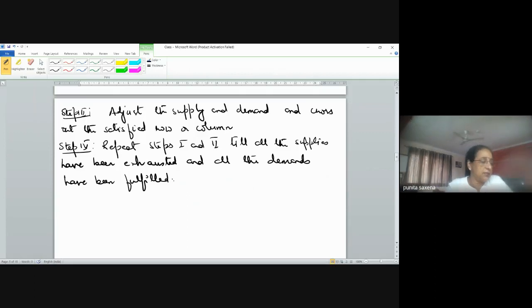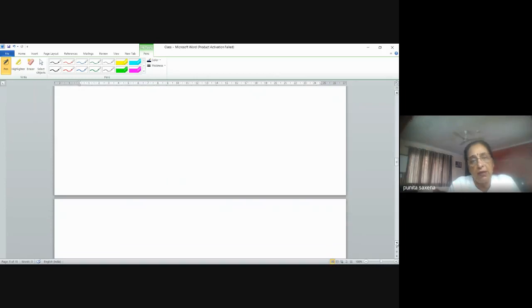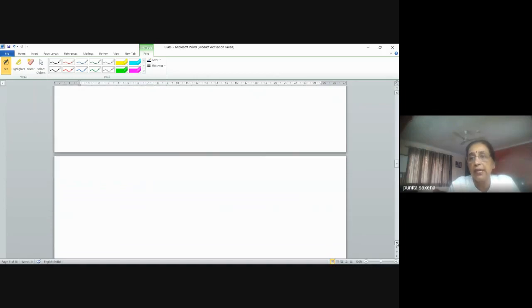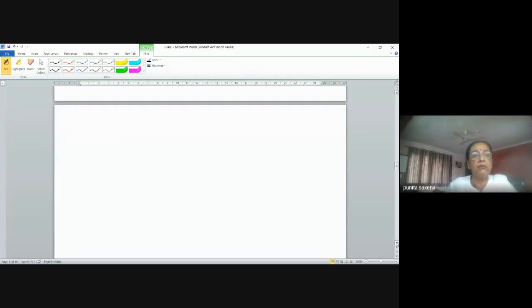Okay, now let's do the same problem. Now make a table. Now I need more space on the right as well as down because we don't know how many times we have to compute the penalties. So I'm starting from here now.